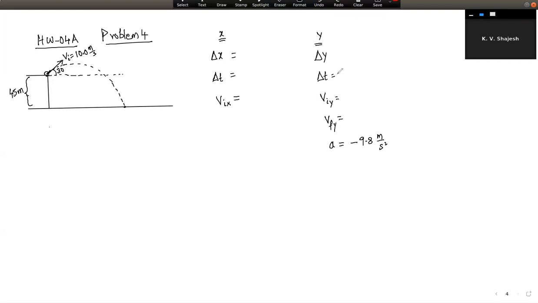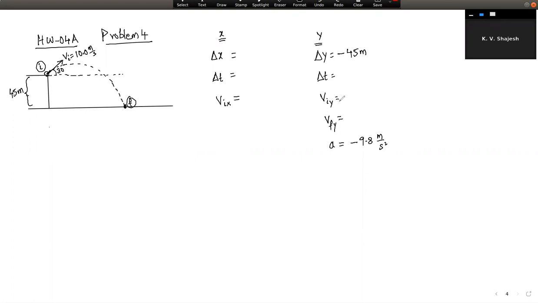Okay, so what are the quantities given to us? 45 meters is the distance traveled between the initial and final points. Where are the initial and final points? The initial point is where it is launched, and right before it touches the ground is the final point. The displacement in the y direction is 45 meters, but it is downwards, so it's minus 45 meters. Delta t is what we are looking for.